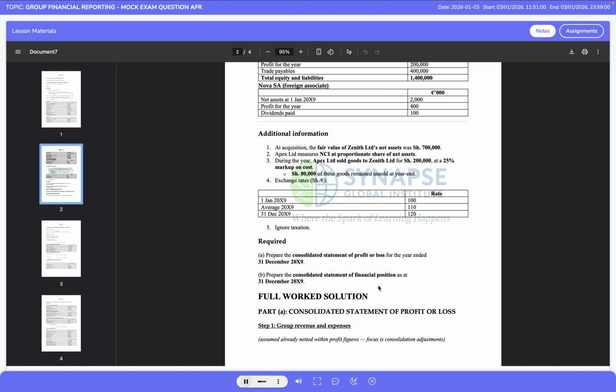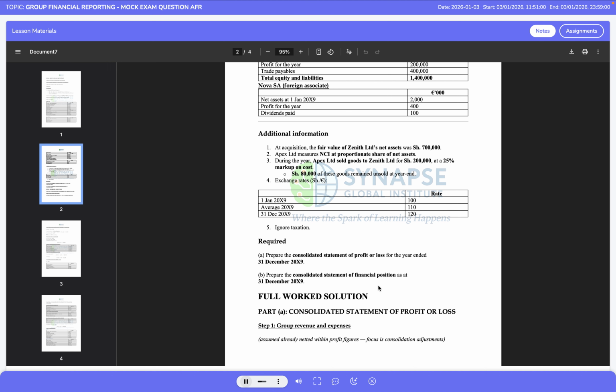The additional information provides the key consolidation adjustments. At the date of acquisition, the fair value of Zenith Ltd's net assets was 700,000 shillings. This figure is essential for calculating goodwill under IFRS 3. We are also told that Apex Limited measures non-controlling interest at the proportionate share of net assets, which affects both goodwill and equity attribution. During the year, Apex Limited sold goods to Zenith Limited for 200,000 shillings at a markup of 25% on cost, and goods with a selling price of 80,000 shillings remained unsold at year-end.